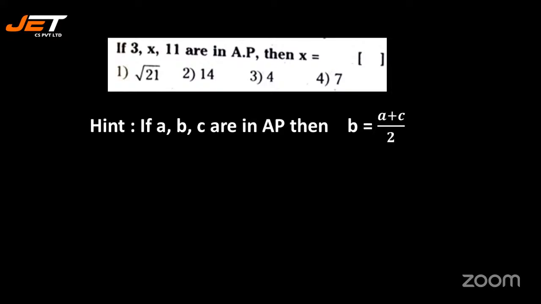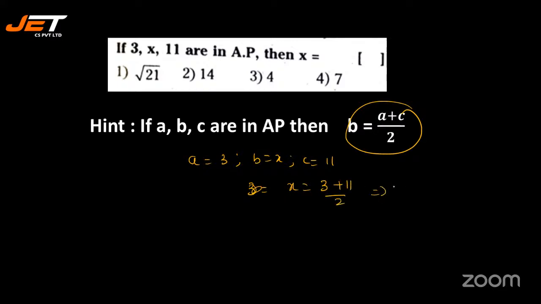If 3, x, 11 are in AP, then we are supposed to find out the value of x. Let's work out this. So here you know this formula. Okay. So A is 3, B is x, C is 11. Just substitute in this formula. x is equal to A is 3 plus C is 11 by 2, which implies x is equal to 11 plus 3 is 14 by 2. X is equal to 7. So therefore, your answer must be 7. Let's see the answer. Yes, it is 7.